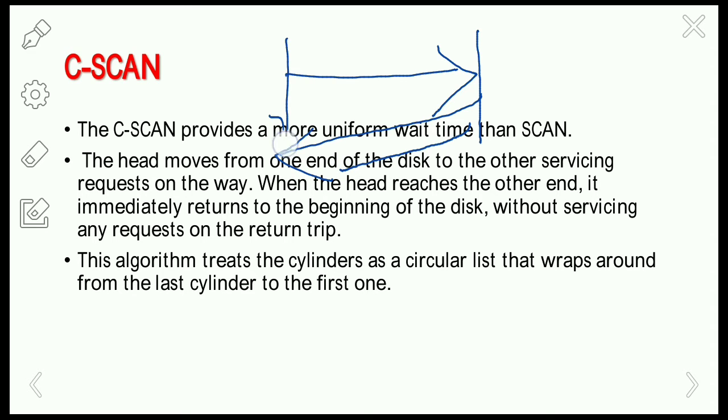After reaching the other end of the disk, again it will start from that end and then service the requests. That is, in the return trip it is not going to service any of the requests here. So that is about the circular scan scheduling algorithm.